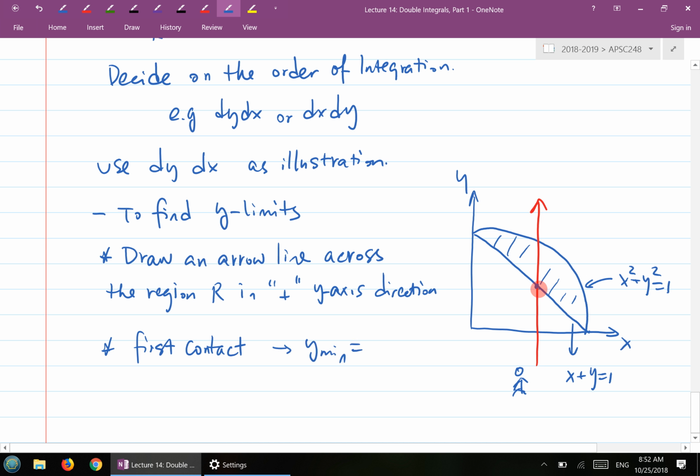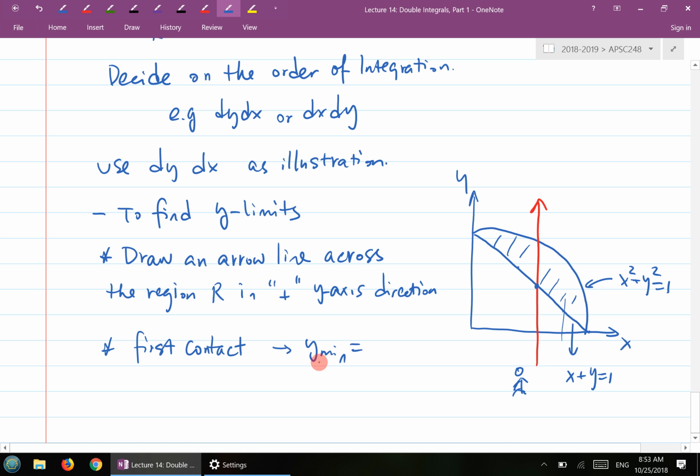Okay. In this particular case, your first contact is the bottom line here, right? Bottom line. So what will be my y min? Anywhere, it doesn't matter where you draw the line here, here, or here, the first contact is always the bottom line. So the y min here is not going to be constant, because y min changes. It depends on the bottom straight line.